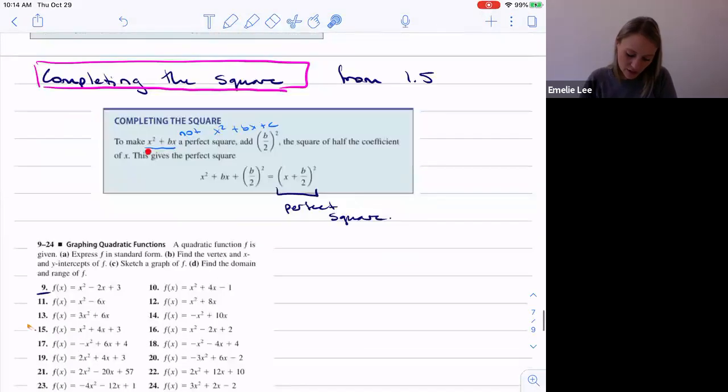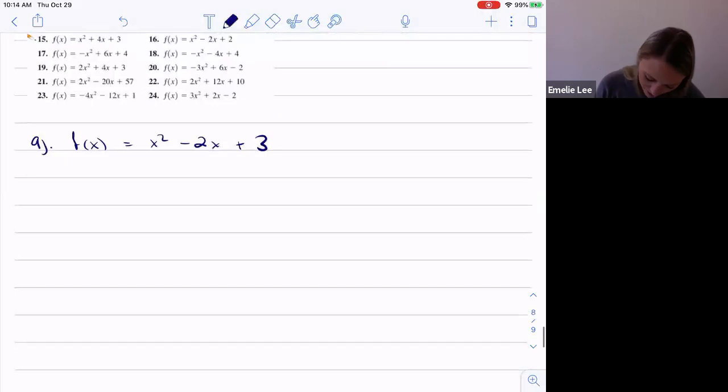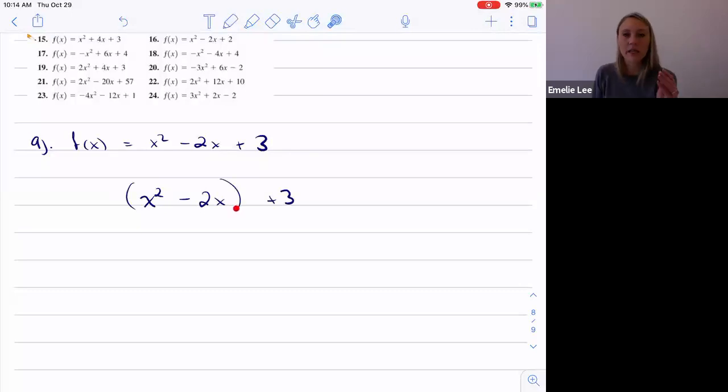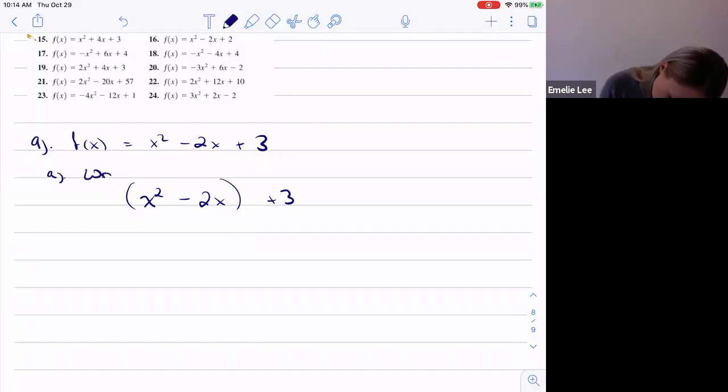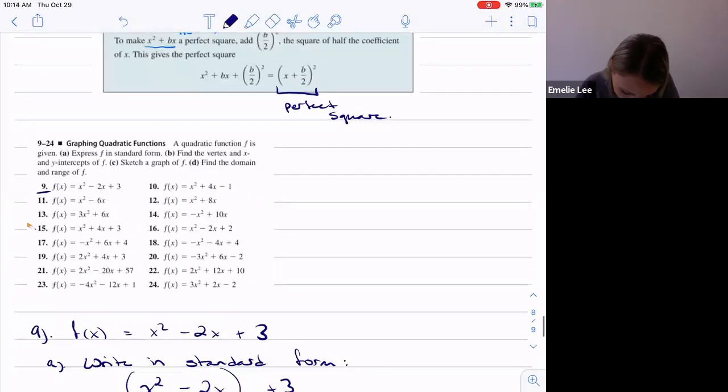So to complete the square, what I have to do is deal with x squared plus bx on its own. So here, I'm going to write x squared minus 2x plus 3. And even though these brackets don't do anything, I'm saying, hey, I'm going to deal with this thing on its own. Then first, I guess, write in standard form. I think that was part A.